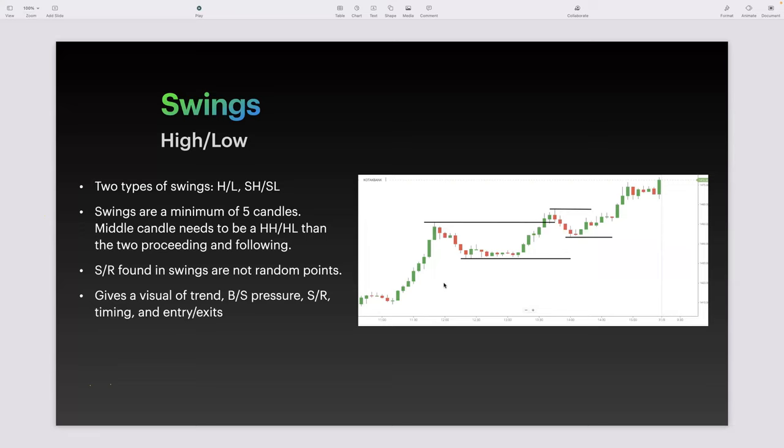All right, now we're going to look at swings, okay, y'all. We're going to look at swings and the difference between swings and highs and lows. There is a big difference, and knowing the difference will keep you in a trade versus scaring you out of a trade.